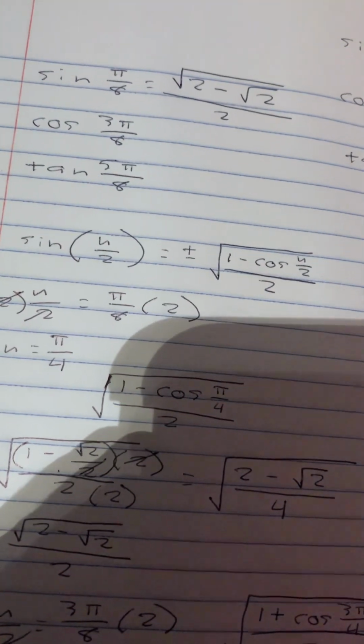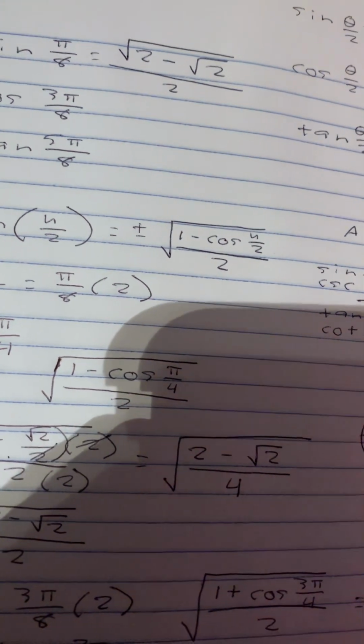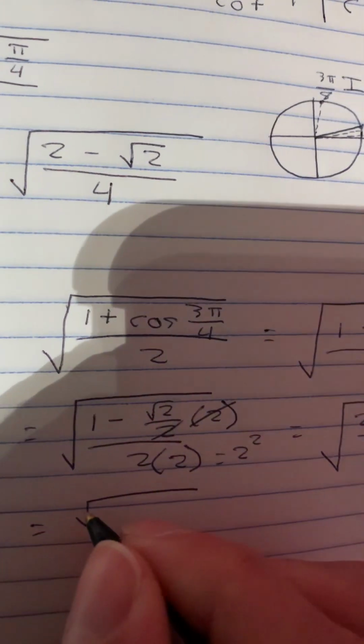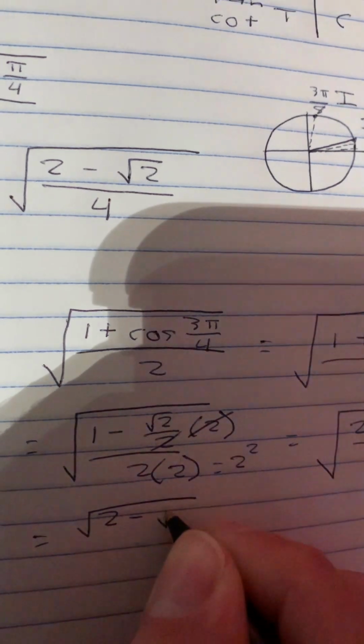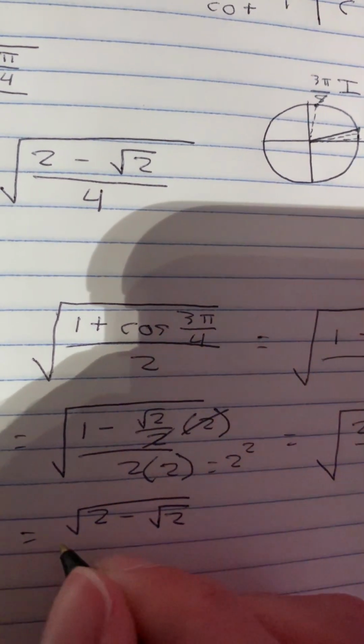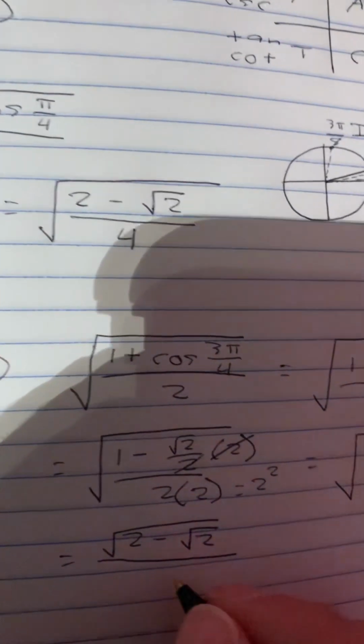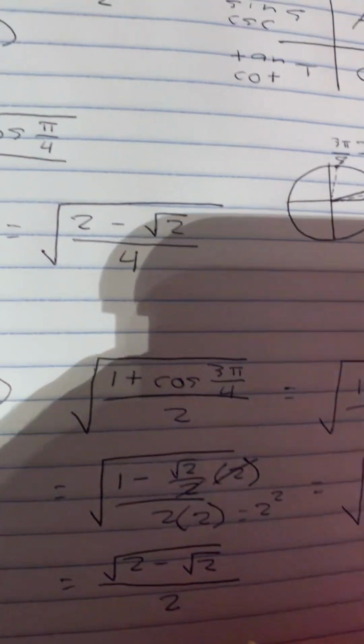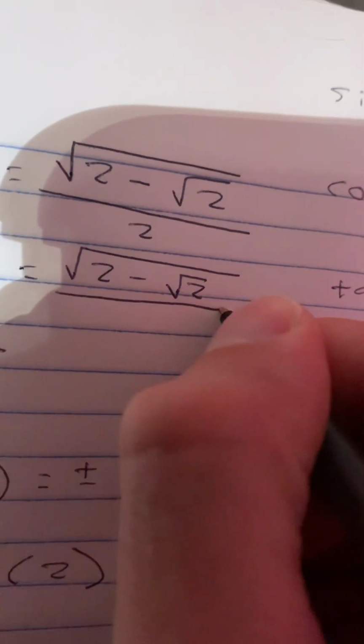So then this can be said as the square root of 2 minus root 2 inside a square root. And then the square root of 4 is evenly 2, right? So this is also the square root of 2 minus square root of 2 all over 2, right? And 3 pi over 8, by the way, is indeed in quadrant 1.